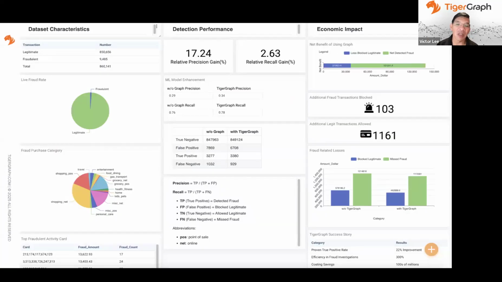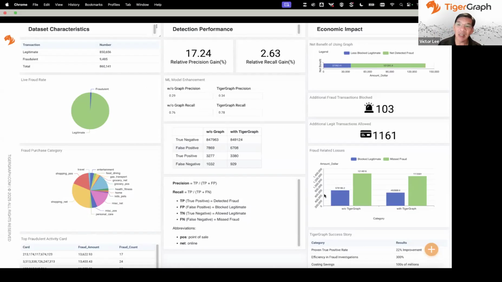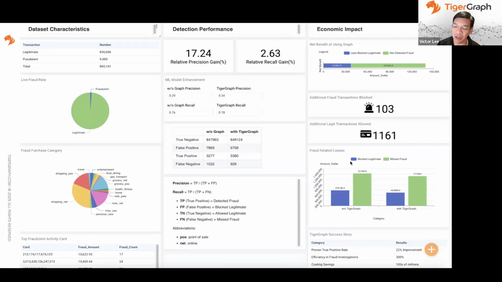This is a look at the dashboard for the transaction fraud kit. You can see the first column is talking about the characteristics of the data. This is the sample data, but you could ingest your own data. Then if you've run the analytics, you can evaluate the performance, and it's doing an A/B comparison between with graph features and without graph features. And given some assumptions, it shows the economic benefit of what you're doing.